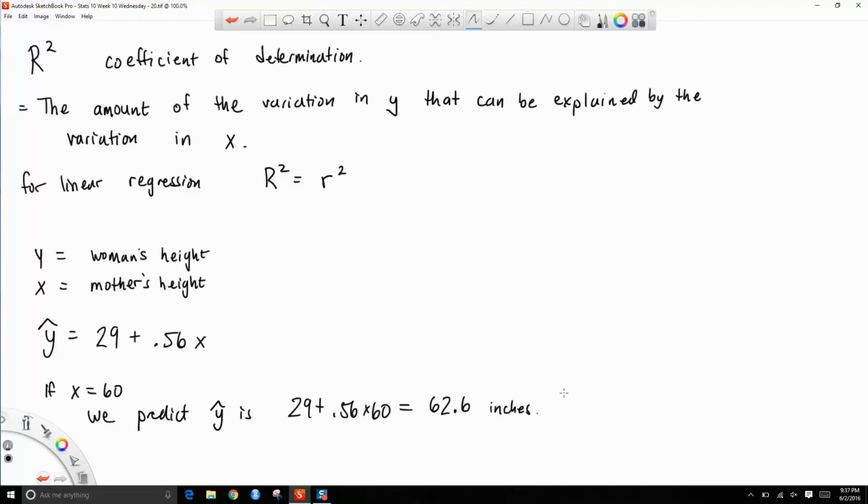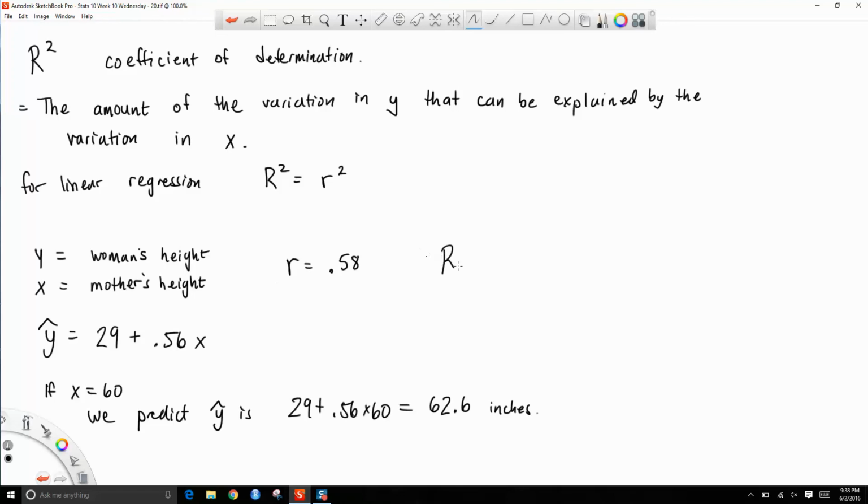So this says, if a mother is 60 inches tall, we predict her daughter to be 62.6 inches tall, or something like that. We're just making this up. I can say maybe r between x and y is like 0.58 or something like that. Again, I'm just making up these numbers here.